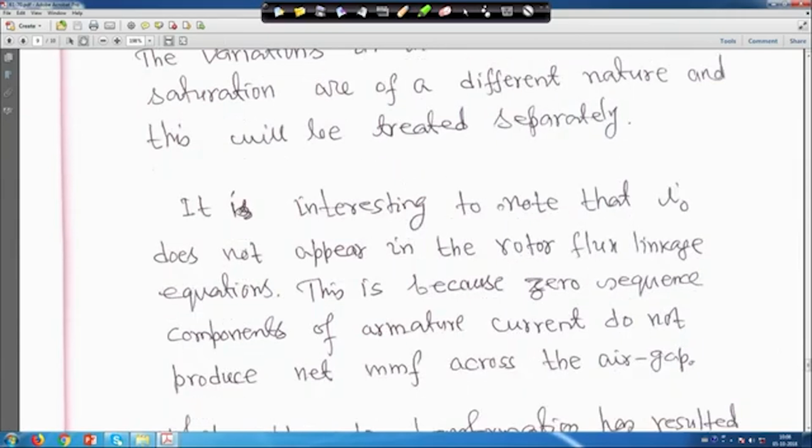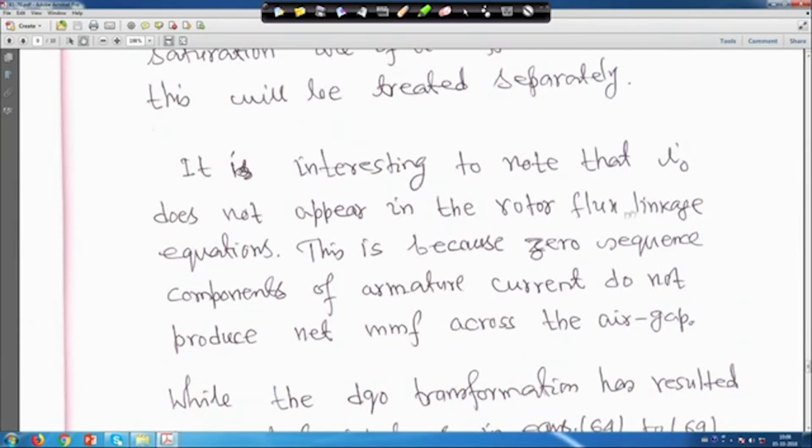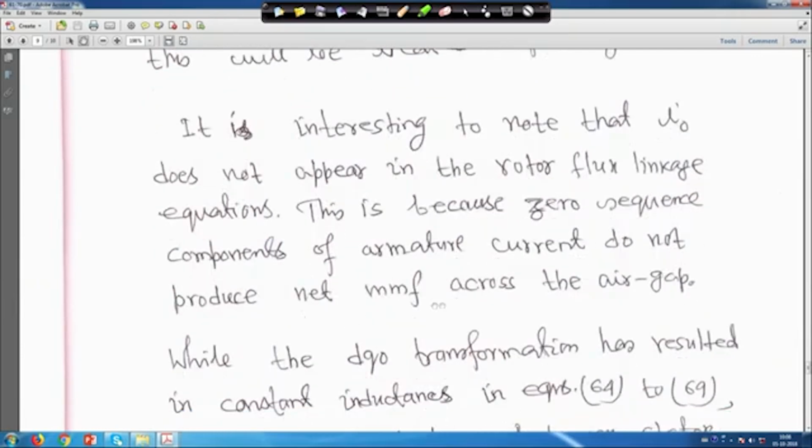It is interesting to note that I0 does not appear in the rotor flux linkage equation. This is true, we have seen it. This is because the zero sequence component of armature current does not produce net MMF across the air gap.